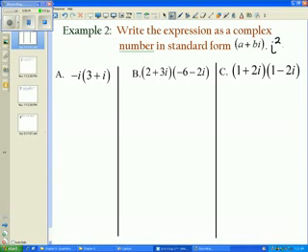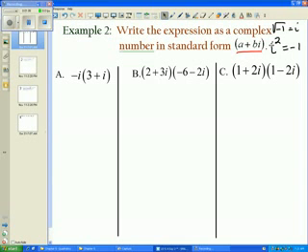i squared equals negative 1. That also tells us that the square root of negative 1 is i. That's the basis of all of this. Standard form, we recall, is a plus bi, where a and b are real numbers. a is the real part, bi is the imaginary part.